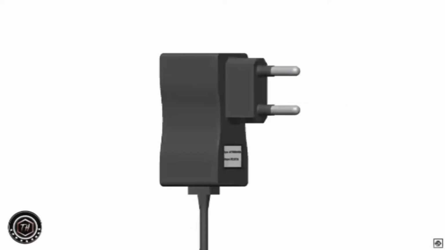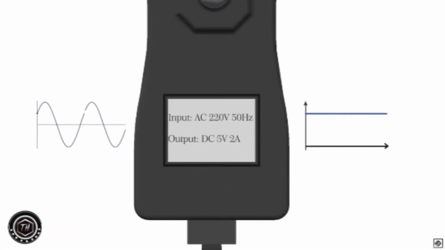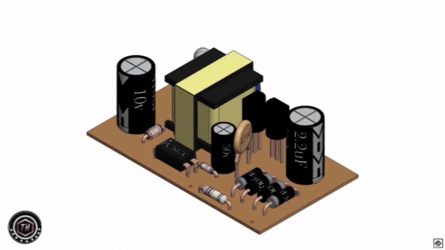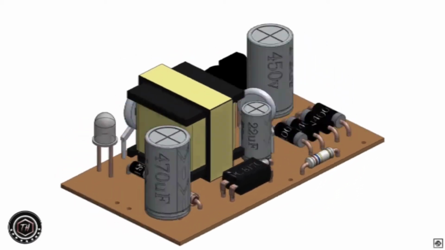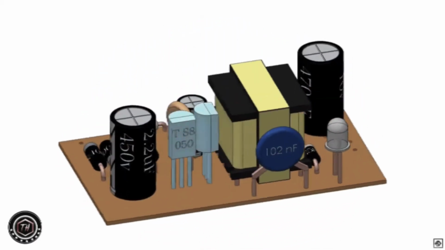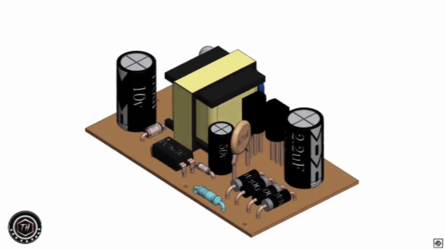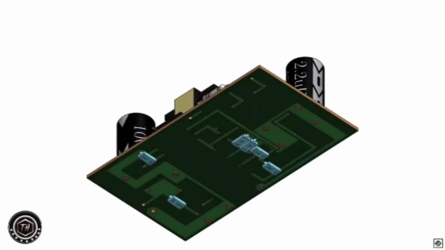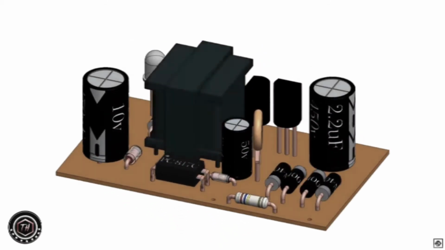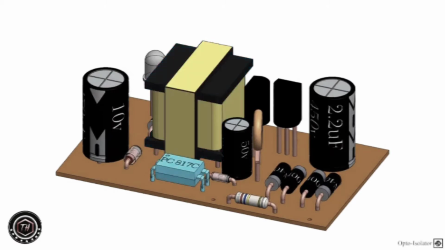This is a normal charger that converts 220 volts AC to 5 volts DC. Let's see what's inside. Now we can see all the electronic components used in it. There are diodes, capacitors, transistors, and resistors. Also, there are resistors below the PCB. This is a transformer, and this is an optocoupler.